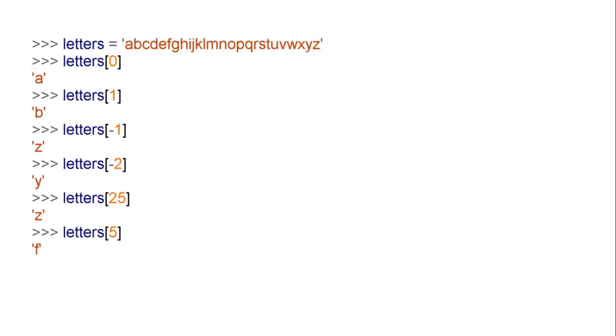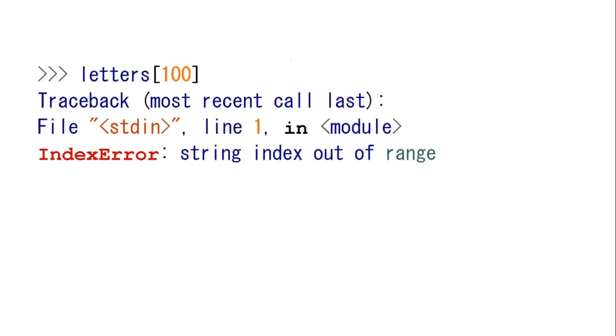Extract a character with a square bracket. To get a single character from a string, specify its offset inside square brackets after the string's name. The first offset is 0, the next is 1, and so on. The last offset can be specified with -1, so you do not have to count. Going to the left are -2, -3 and so on. If you specify an offset that is the length of the string or longer, you will get an exception.